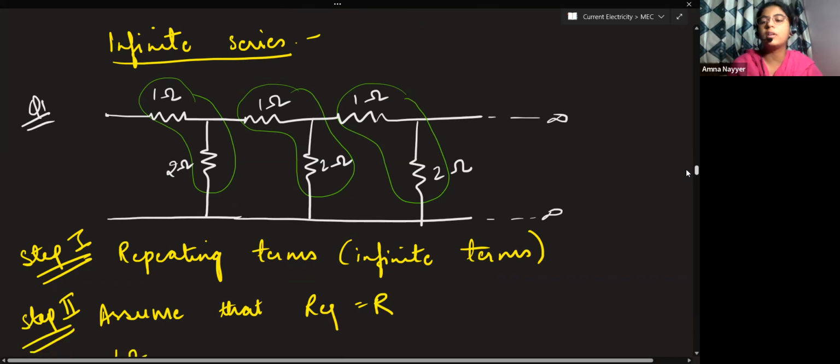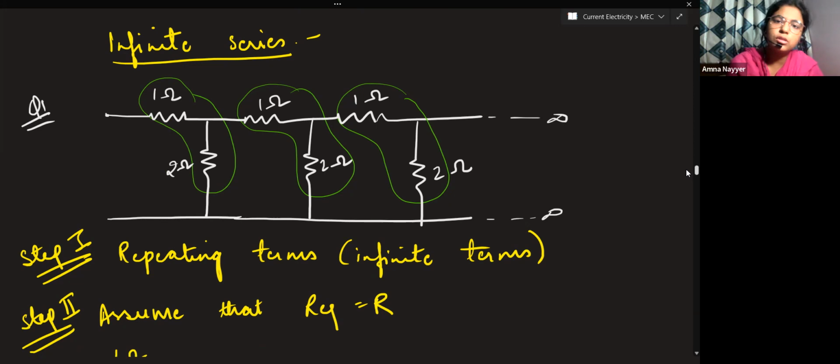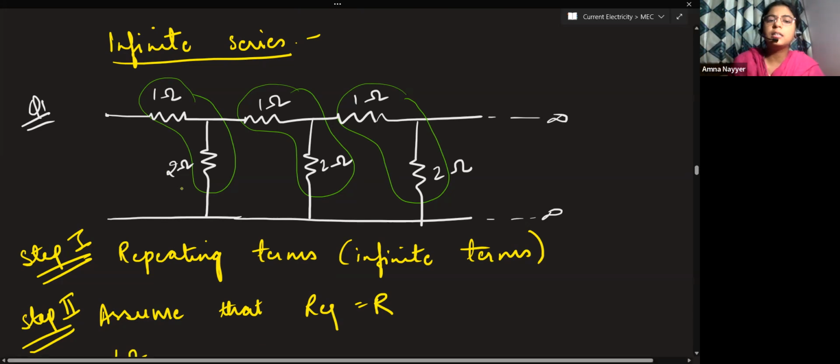This is how you solve infinite circuits. Even if capacitors are given to you, just identify the repeating term and equate it to capital R. In case of a capacitor, take capital C, and any repeating term can be given. Here also you can get an additional resistor. You just have to identify the term which is getting repeated. If you see a resistor over here which is not getting repeated, leave it. Don't consider it in the repeating term.